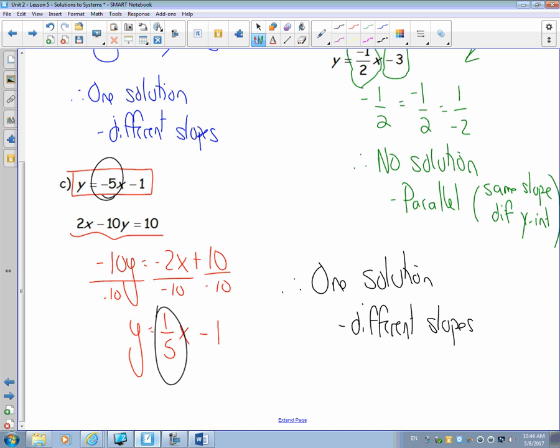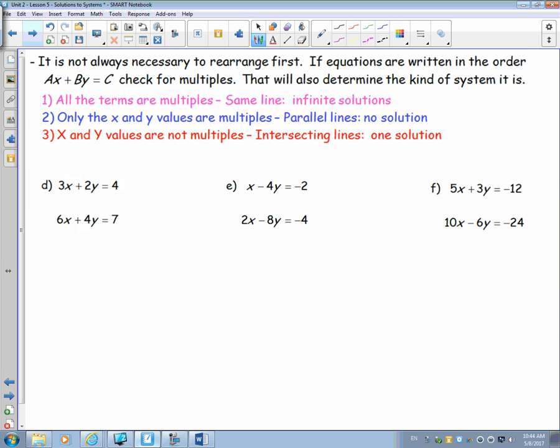Okay, let's move to the second half of today's lesson. What if we don't want to rearrange? What if we could just look at patterns? That would be helpful to us, right? Mathematicians are always looking for patterns to simplify things, make things easier. So, if they're both in the order mx plus b, it was really easy to tell. We looked at our slopes. It's also fairly easy to tell if they are not in mx plus b, but they're both written in this format, ax, by, and c. Because what you can do is check for multiples. That will tell you the kind of system that you have.